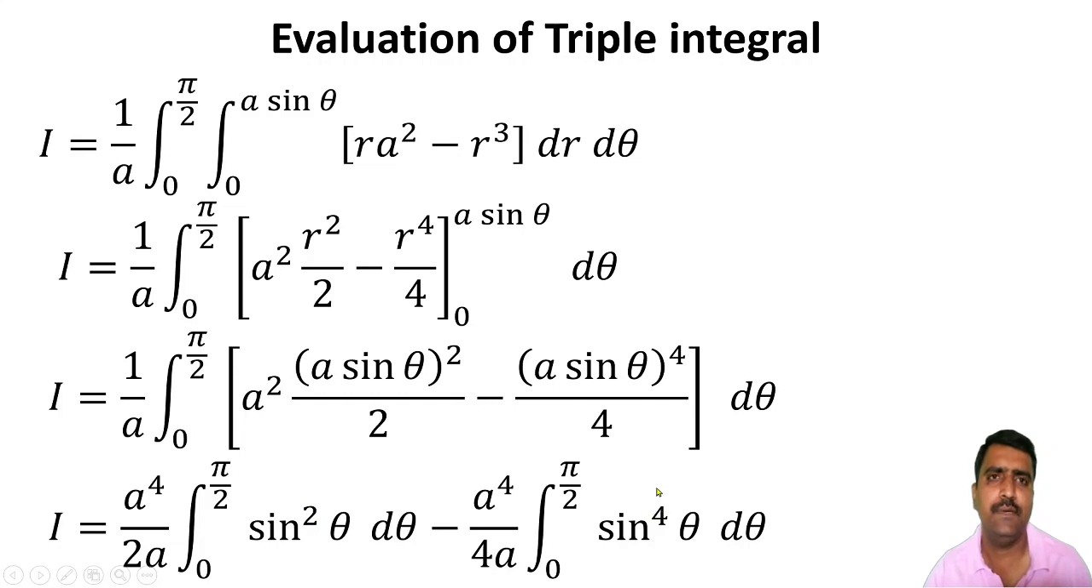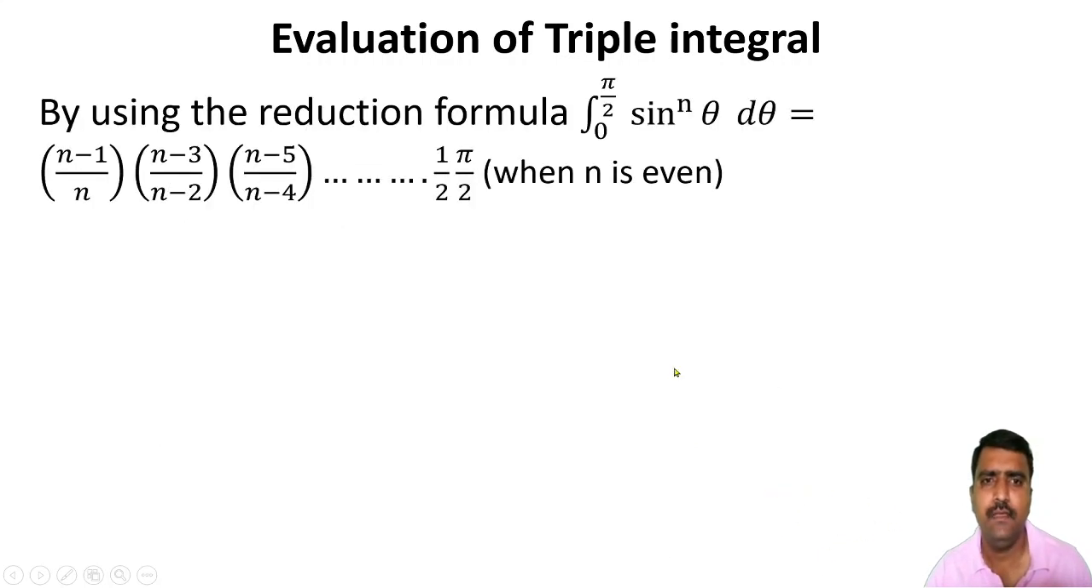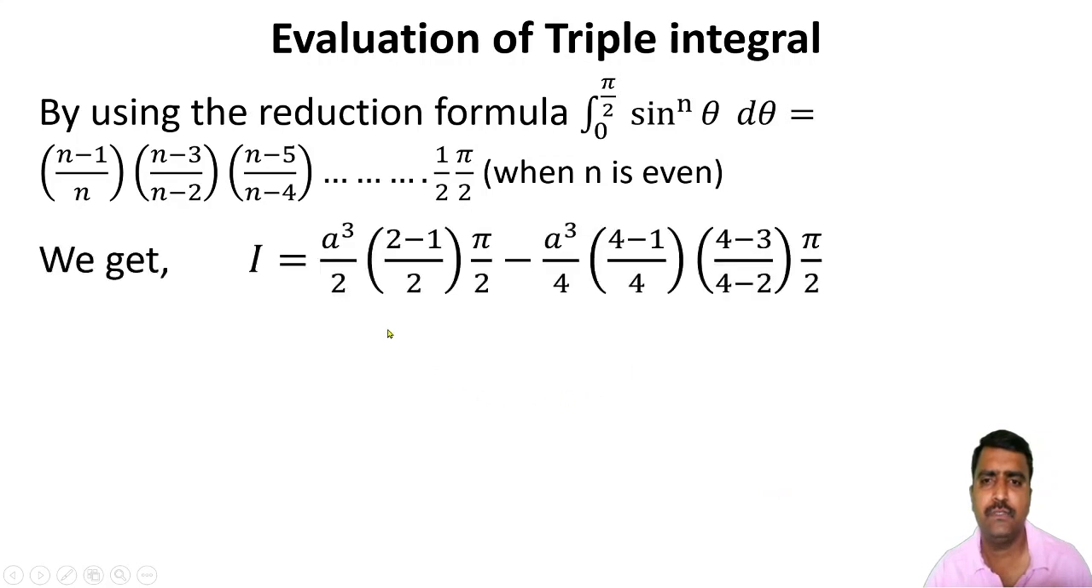Here sin has the power 4, which is an even number, and the other is also an even number. So both are even numbers. To this we can use the reduction formula.